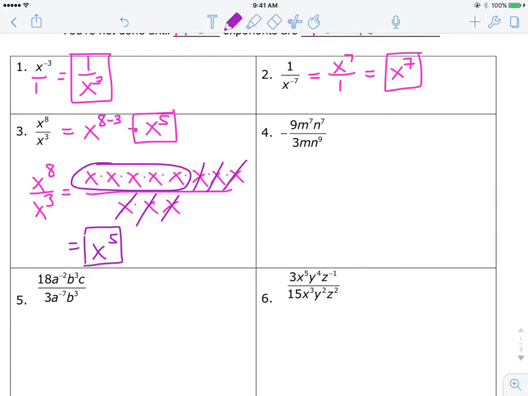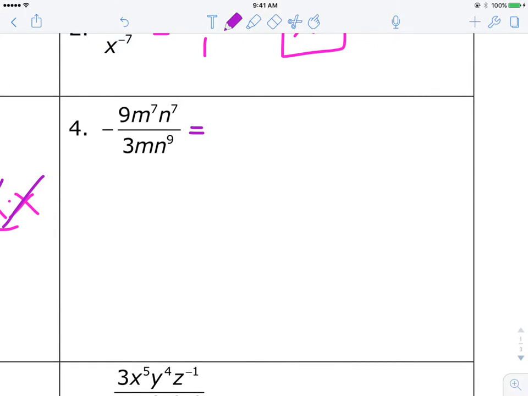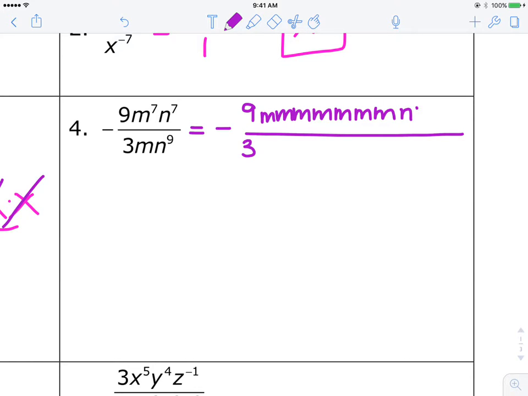Okay? All right, in problem number 4, let's do it the long way here first. I would really like for you guys to really have this hit home. All right, take a look at this. We're going to rewrite the problem, and we're going to write out all of our terms. So I've got 1, 2, 3, 4, 5, 6, 7, and 1, 2, 3, 4, 5, 6, 7. So we've got 7 m's and 7 n's. And on the bottom we've got an m and then 9 of the n's. 1, 2, 3, 4, 5, 6, 7, 8, 9.